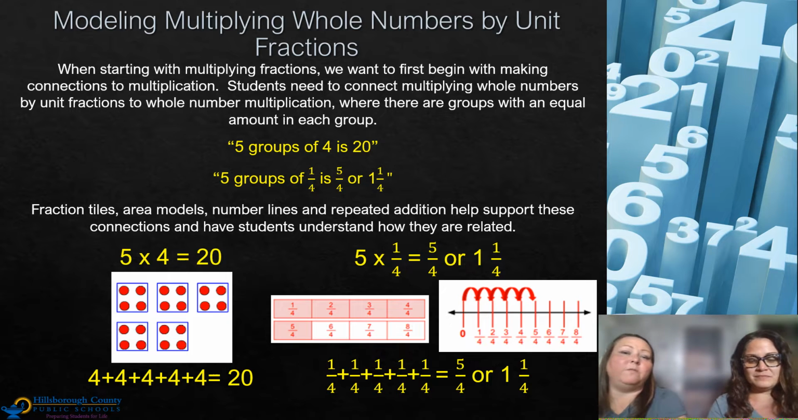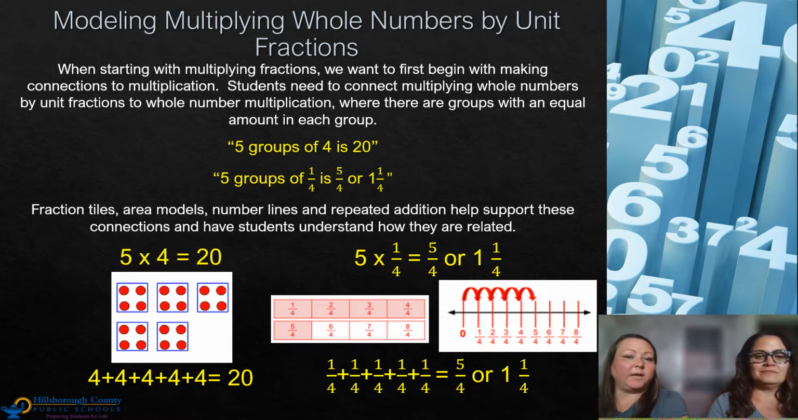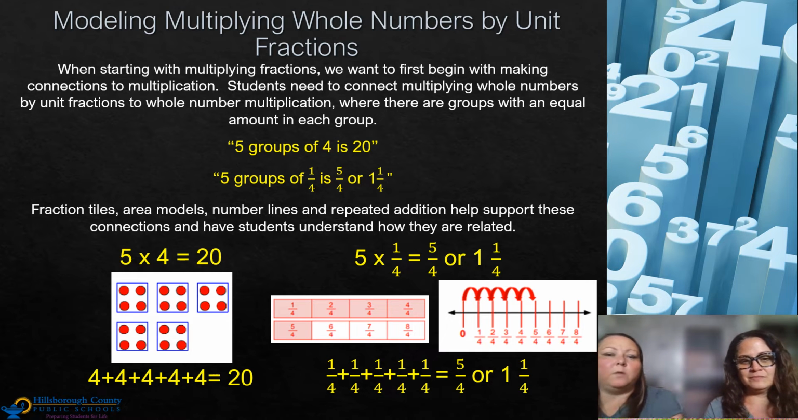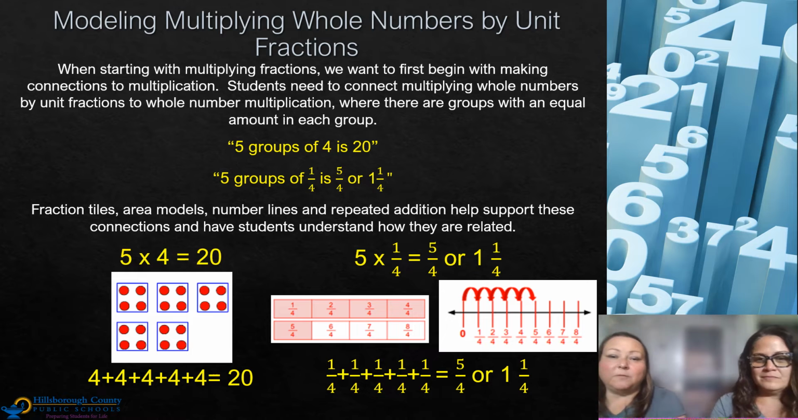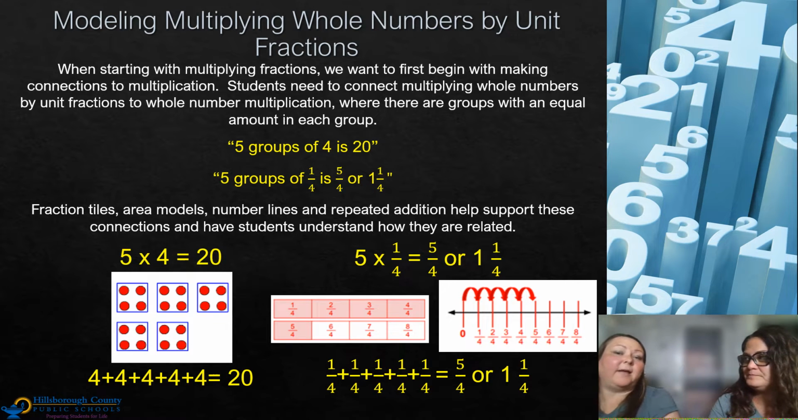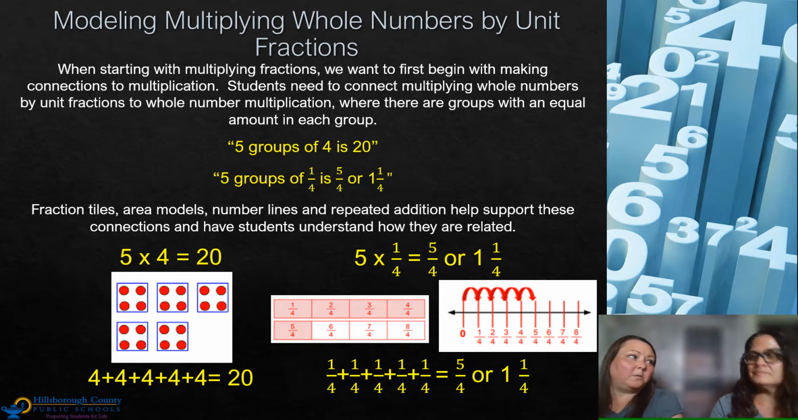Whenever I modeled 5 groups of 4 to get 20, I had 5 equal groups with 4 in each group, and I could use that repeated addition to help me. Well, I can do the same thing with fractions. If you look at the models on the right, I have 5 groups of 1/4 in an area model, and also 5 groups of 1/4 on a number line. Or I can add 1/4 5 times to find that answer. So the more we can connect it back to whole number multiplication, the better off you're going to be. Helps support understanding because it makes sense.